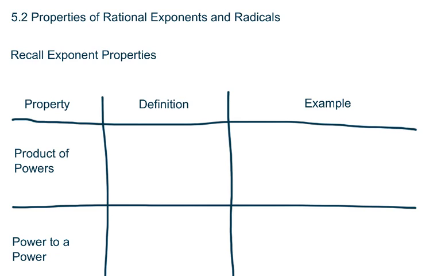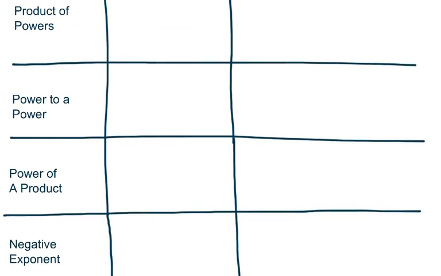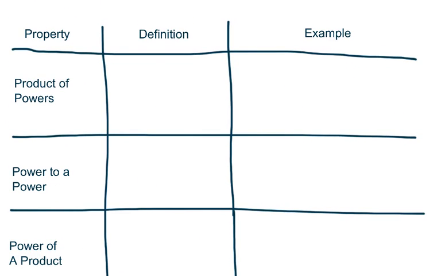So let's start with the exponent properties. There are 7 exponent properties. The definition, the property name, you can see there: product of powers, power to a power, power of a product. I would recreate this table in your notes, definitely. I don't really care if you know the names of these properties. What I care is that you know how to use them. So we're going to go through these definitions and then give you some examples.